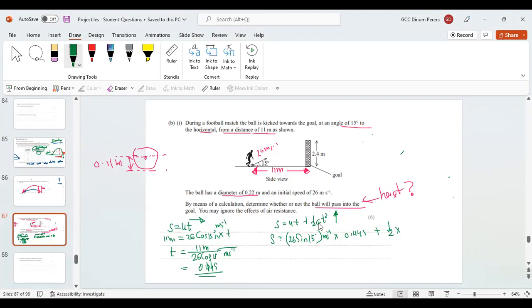Half acceleration must be minus 9.81. I'm really surprised to see that some of you are using plus 9.81. Why? Because you don't show this direction. Don't make that mistake, guys. Now we have to improve your accuracy. Time is 0.44 seconds squared.